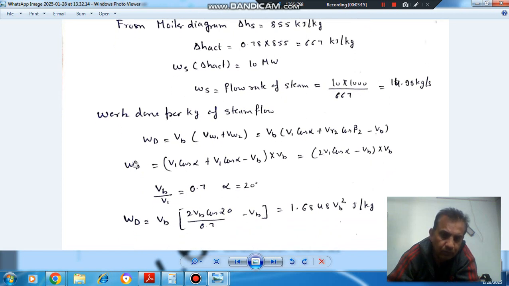Now the ratio of blade velocity to inlet velocity is given, that is 0.7, and alpha is given as 20 degrees. So we can convert the whole equation in terms of VB. V1 can be written as VB by 0.7. So work done comes out as 1.6848 VB square joule per kg.